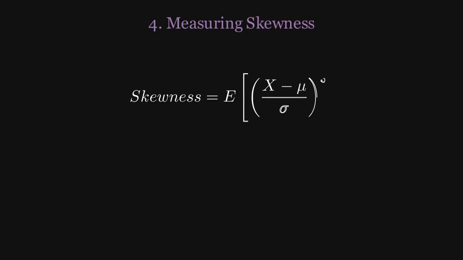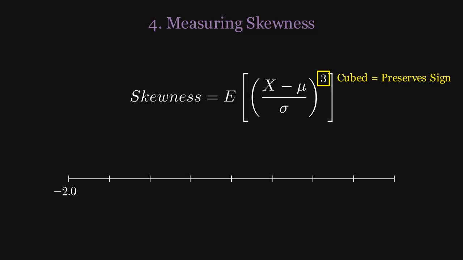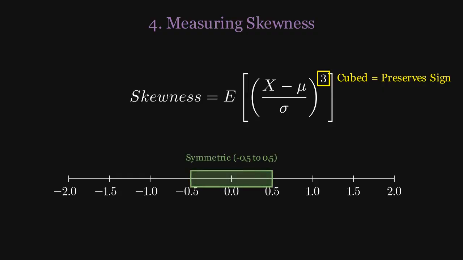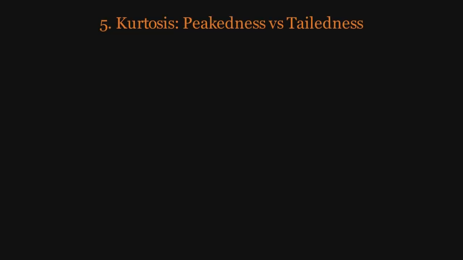Section 4. Measuring skewness. We quantify this using the Fisher-Pearson standardized third moment coefficient. By cubing the deviations from the mean, we preserve the sign of the direction. A value of 0 indicates perfect symmetry. Values between negative 0.5 and positive 0.5 are considered nearly symmetric, while values exceeding plus or minus 1 indicate highly skewed data. This is a foundational step in exploratory data analysis, EDA.